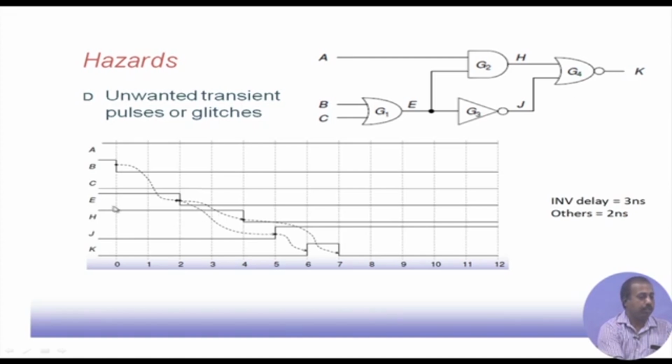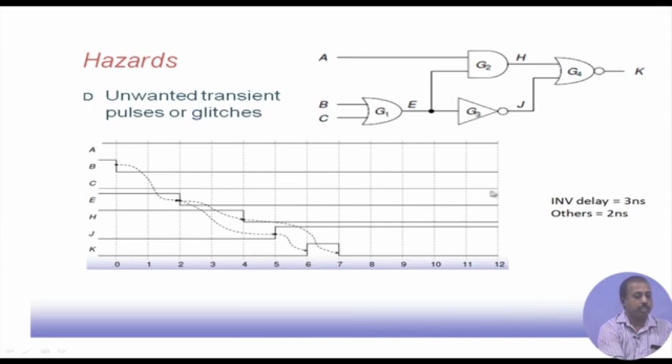Now, when B makes a transition from 1 to 0, but C is at 0, this value becomes 0. As a result, this J value becomes 1. So the NOR gate will continue to remain at 0 and K will continue to remain at 0. This is the behavior.